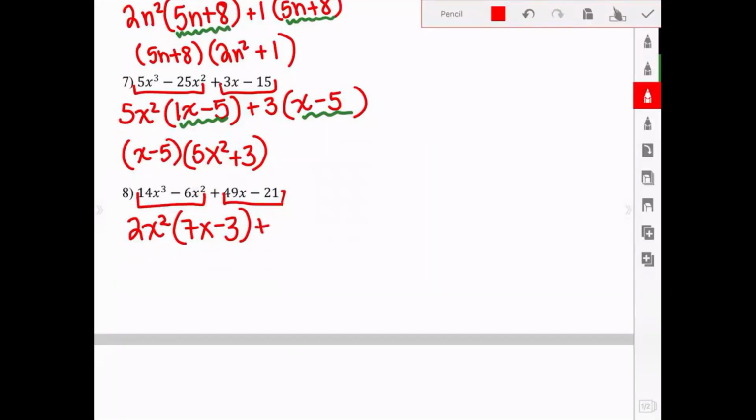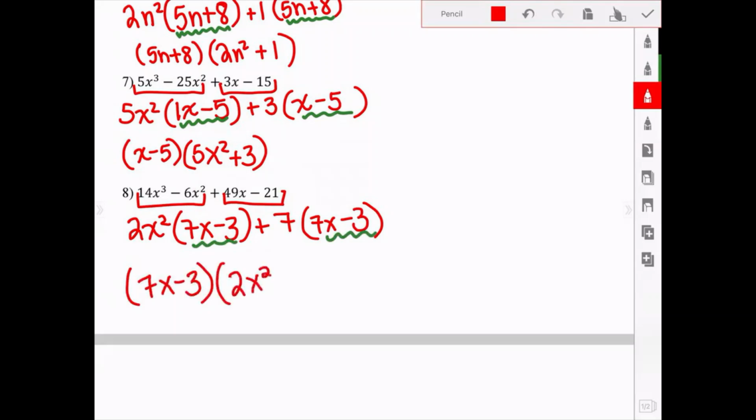So in our second group, we look at 49 and 21, and 7 goes into both of those. So 49 divided by 7, it's going to be 7x. 21 divided by 7, we're going to get minus 3. So these have something in common. So we're going to bring that out front. And what is left goes in parentheses.